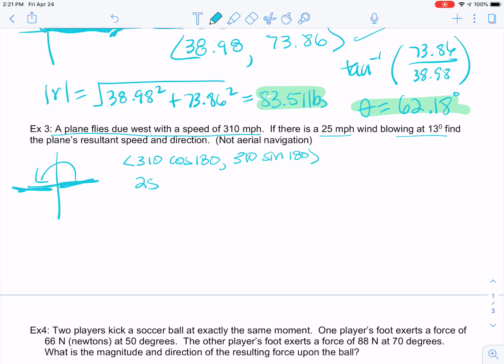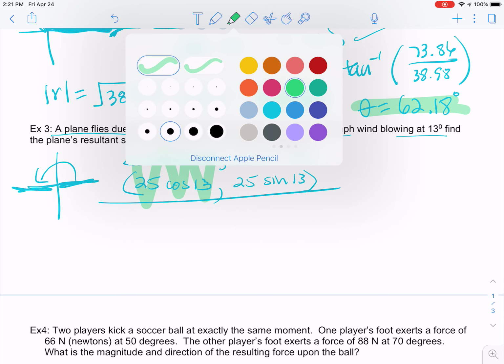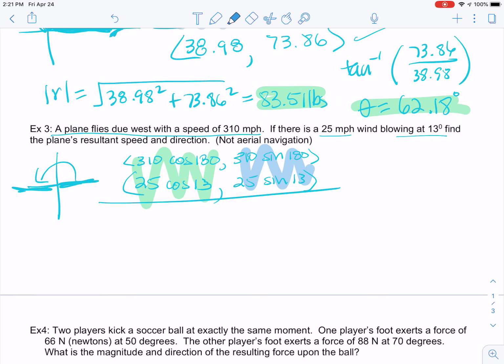So that's going to be 25 is your magnitude, cosine, your angle is 13, and then 25 sine 13. Just going to add them up. So you type in 310 cosine 180. You type it in exactly like it's given. Remember, you're typing these, adding them up, and then you're adding up these, okay? So 310 cosine 180 plus 25 cosine 13.